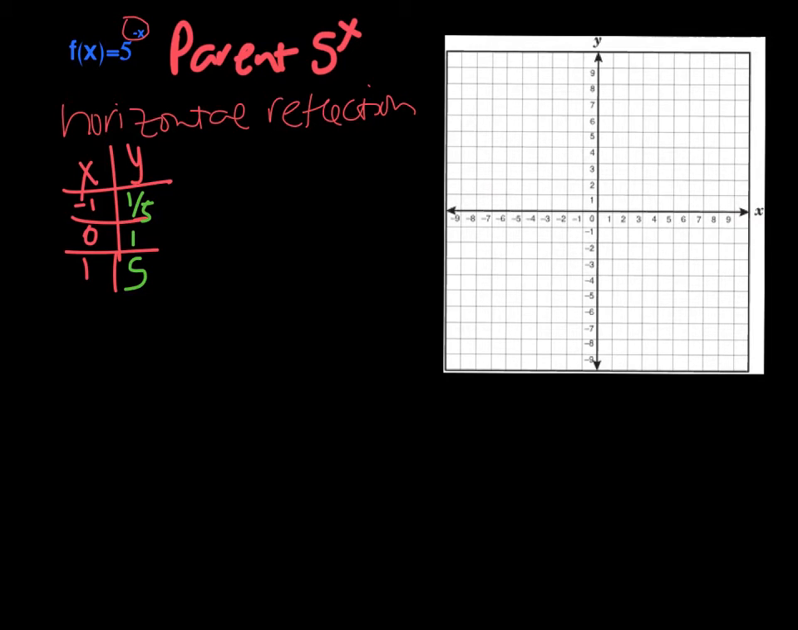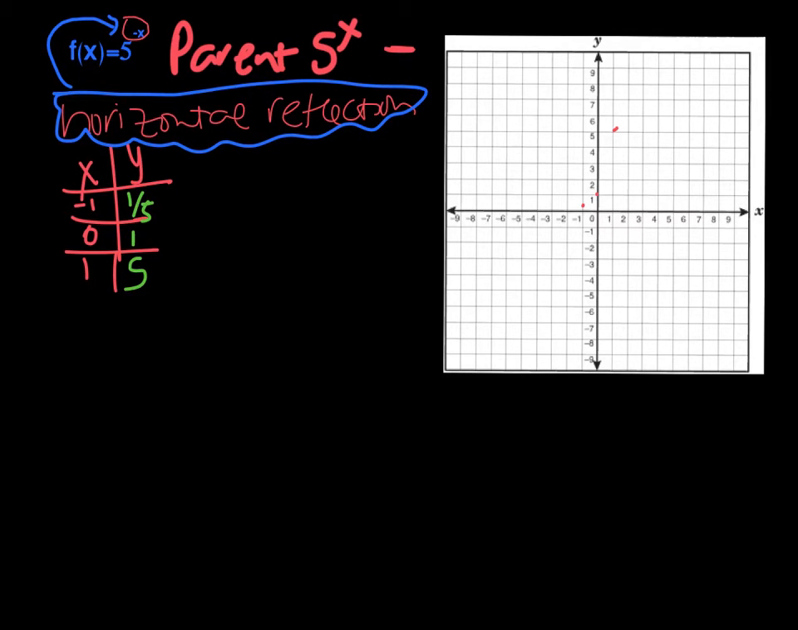So my parent I'll do in red. That's the one that's this color. So that's 1/5, 1, 5. However, my horizontal reflection, which takes into account the negative, I'm going to flip it horizontally. So now it'll be at -1, 5. The 0, 1 still stays the same. And the 1, 1/5 becomes -1, 1/5... so it flips it horizontally, which makes this decay, exponential decay.